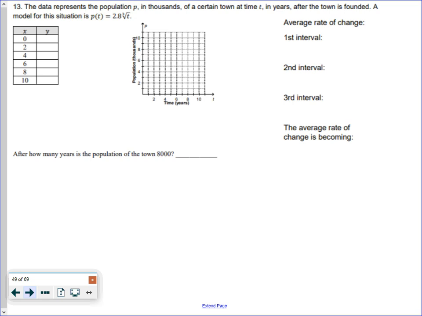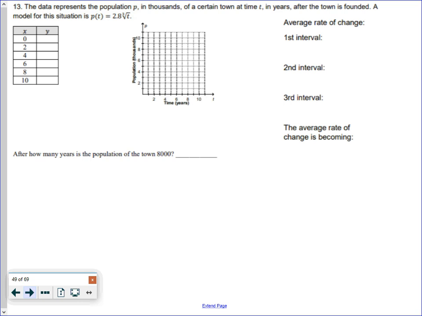Number 13. The data represents the population P in thousands of a certain town at time t in years after the town is founded. A model for the situation is P of t equals 2.8 times the cube root of t. So what we're going to do is figure out what our table is going to be first. So we're going to fill out these terms.